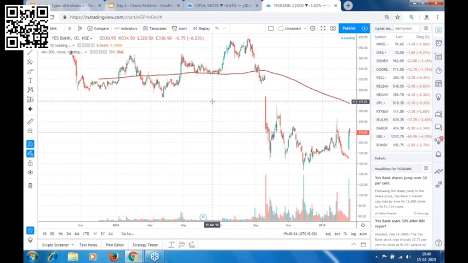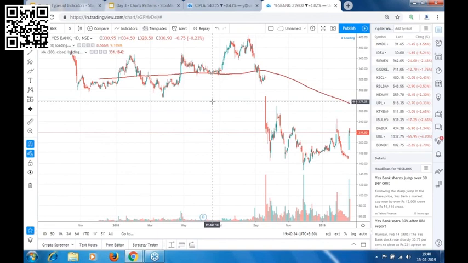If you see here, the stock crossed this 200 moving average. It took a support again and again at this 200 moving average. Again, it took a support. Then the 200 moving average is broken. Once this moving average is broken, support acts as your resistance and resistance becomes your support.